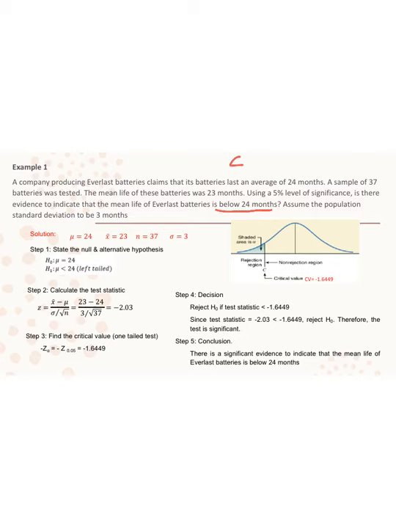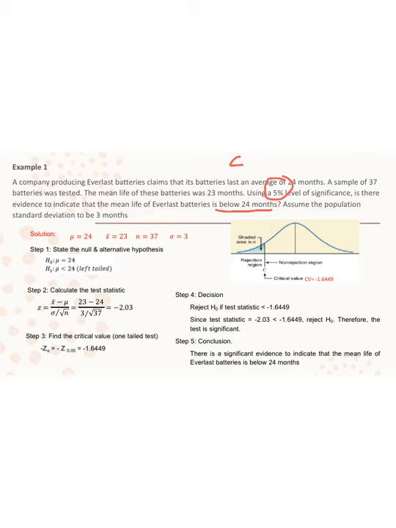Okay, next, the third step, find the critical value. Since this one is left tail, our critical value should be negative, so which is negative z alpha. So alpha here is 5%. So alpha is 0.05. So we're referring to the z table. We get the value is 1.6449. So remember to put negative sign because this is a left tail test. That's why we need to put negative sign here.